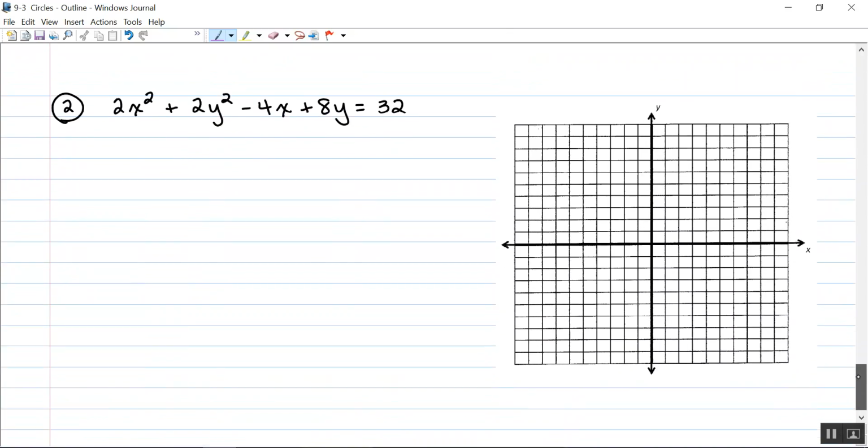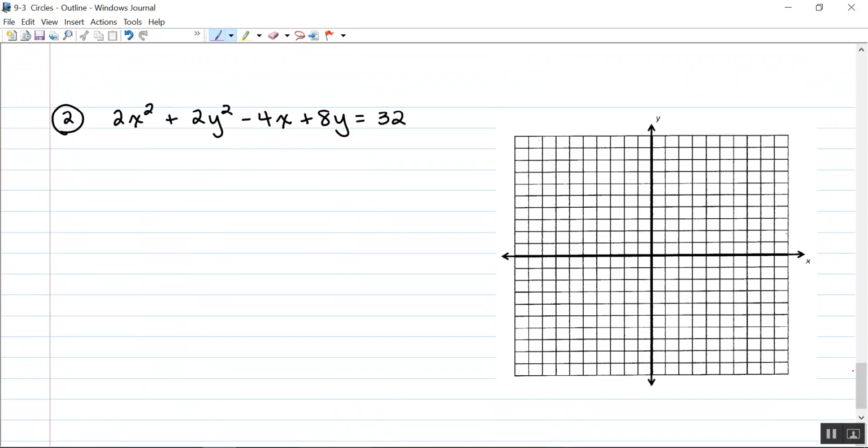Next example, same thing. State the radius and the center, but this one is not written in standard form. I have to actually do that. So again, as we saw with the parabolas, this is going to involve some completing of the square. I'm going to rewrite it so that I have my x terms together and my y terms together: 2x squared minus 4x plus 2y squared plus 8y equals 32.